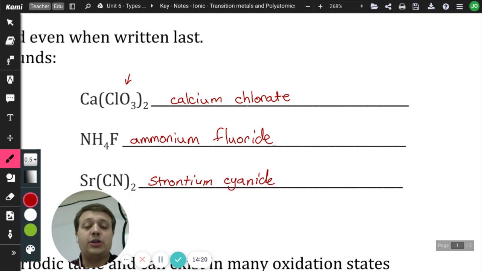So I've got NH4, which is ammonium. And then I've got F, which is fluoride or fluorine, right? But when it's in a bond, you put that "ide" on the end. So this would be called ammonium fluoride.